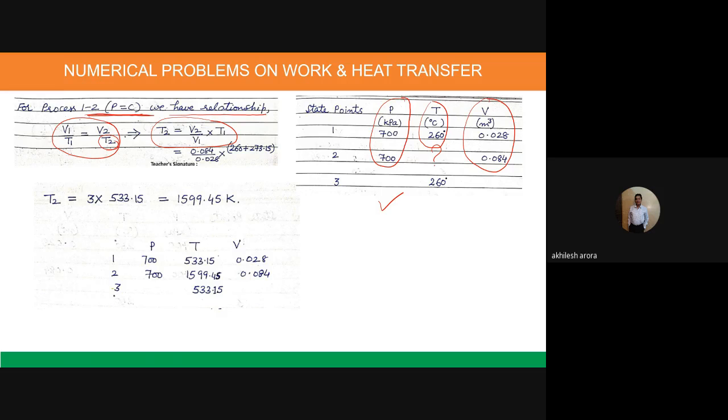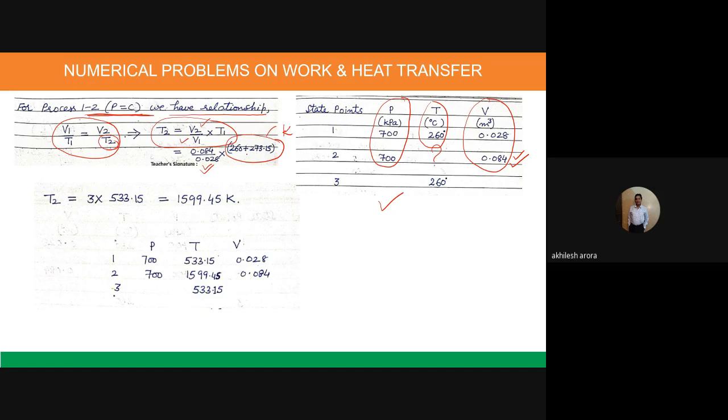Now I know all the other parameters. You can see it here. Just see it carefully. V2 is already known to me. The value is 0.084. V1 is also known to me, the value is 0.028, and the temperature which has been considered here is taken in kelvins.